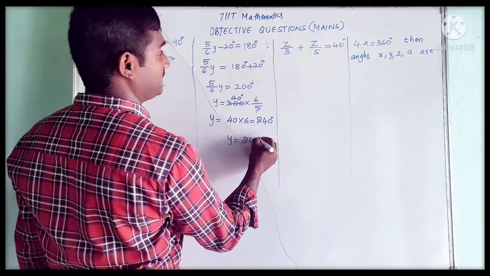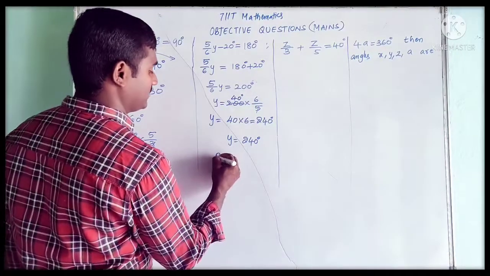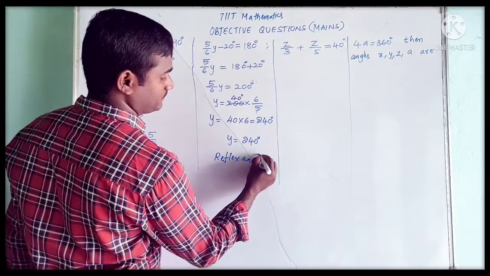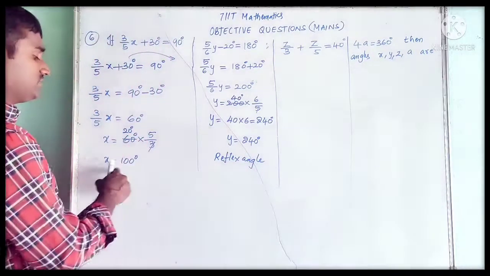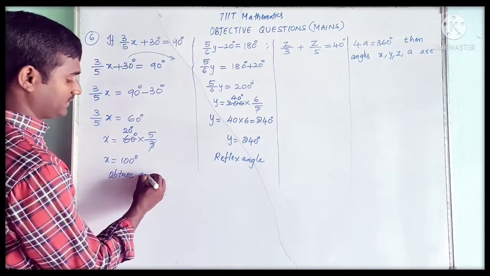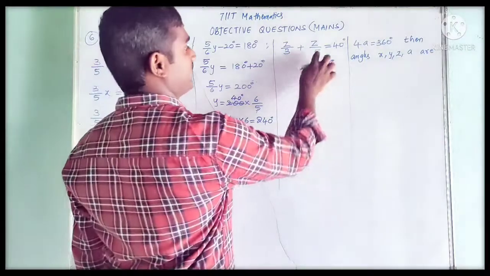So 240 degrees, which type of angle? A reflex angle. And here 100 degrees is which type of angle? Obtuse angle.